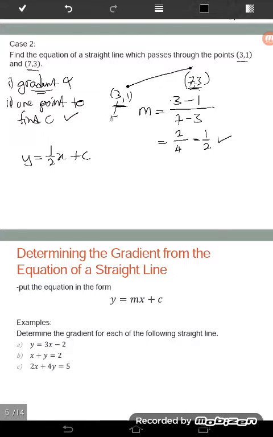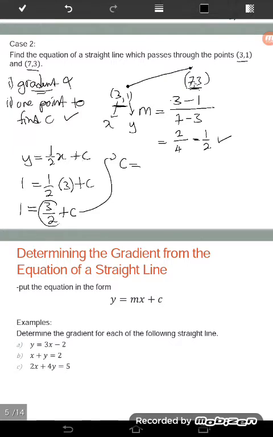So 3 is the value for x, 1 is the value for y. So 1 is equal to 1 over 2 times 3 plus c, so we have 1 equal to 3 over 2 plus c. So c is equal to, 3 over 2 brought to the left, so we have 1 minus 3 over 2, which is equal to negative 1 over 2. So we already have c and the gradient. So therefore, the equation of the straight line is y equal to 1 over 2 x minus 1 over 2.